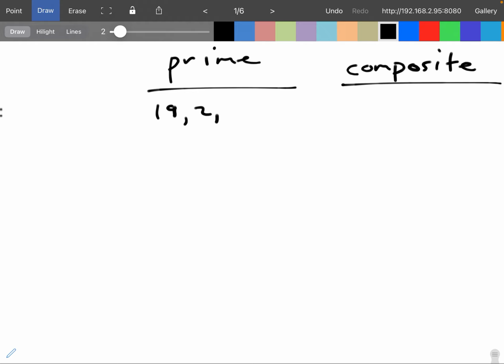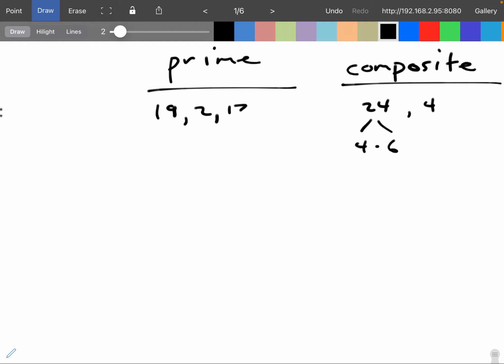Like 19 is prime because you can only write it as 19 times 1. That's the only way you can write it. Like, for example, 24. That is not prime because you could write it as 2 times 12. You could write it as 4 times 6. There's a bunch of different ways you could write it. What's another example of a prime number? 4 is not prime. 4 is composite, because you can write it as 2 times 2.